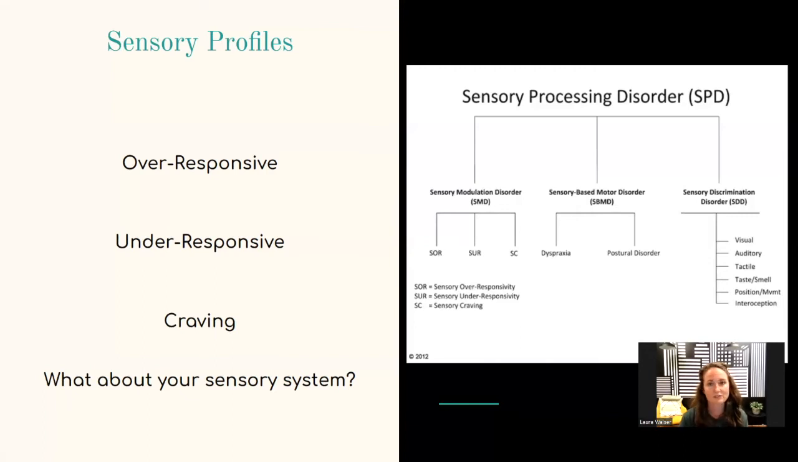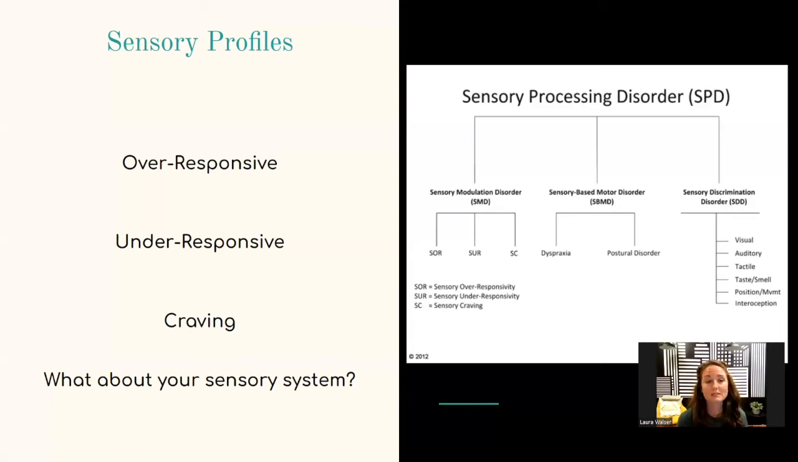Everyone has a sensory system. Everyone has a very specific sensory profile. And when we can help people to better understand their sensory needs and give them tools and support and resources to meet their sensory needs, they can begin to feel better in their sensory environment.